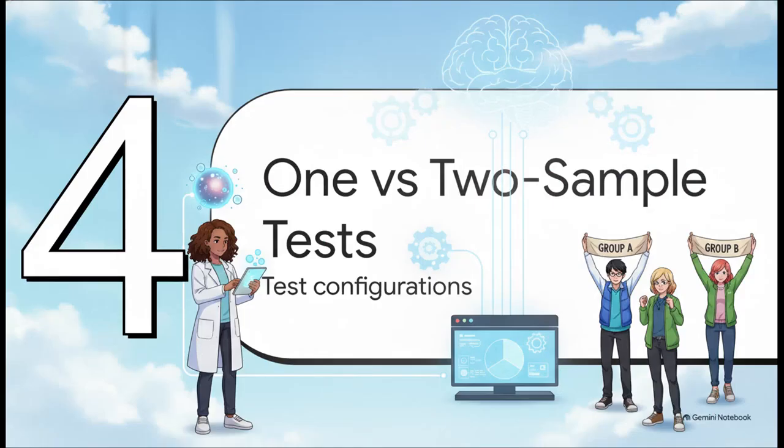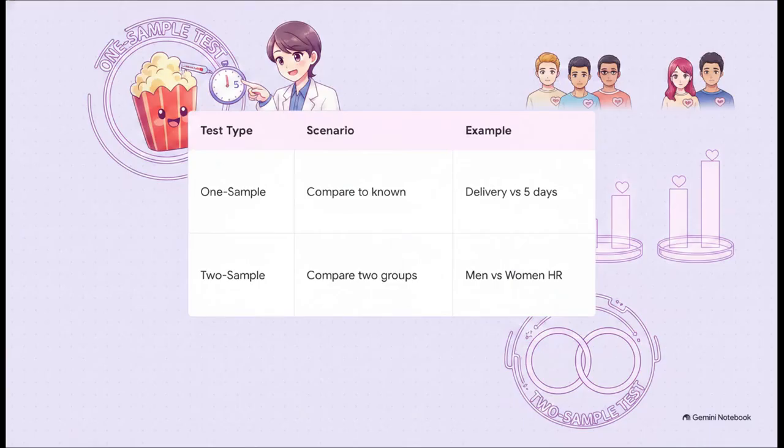Which brings us to Section 4, 1 versus 2 sample tests. Everything we just looked at with the popcorn and the hot office was a one-sample test. We had one sample of data, and we compared it to a known benchmark or an advertised value. But very often, researchers want to compare two entirely separate groups to each other. For example, testing the resting heart rate of men versus women, or comparing how effective a brand new drug is against a traditional one. That requires a two-sample test, which adjusts the underlying math to properly account for the variability in both of those independent groups.